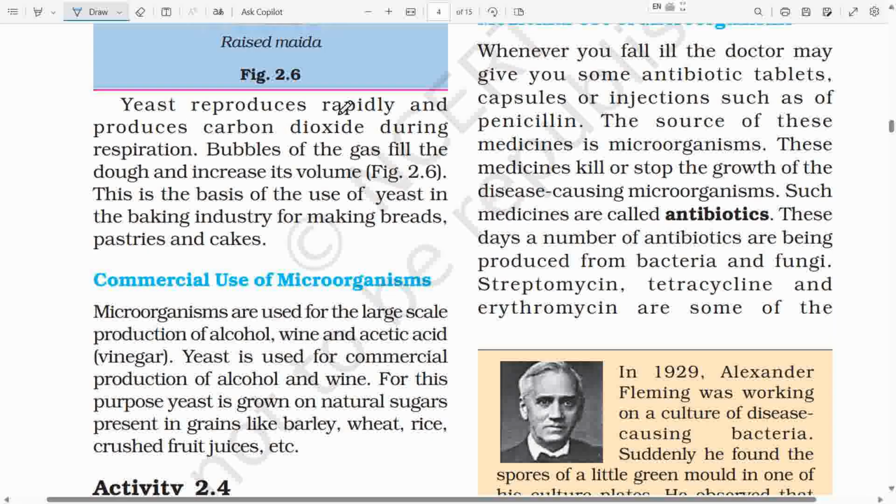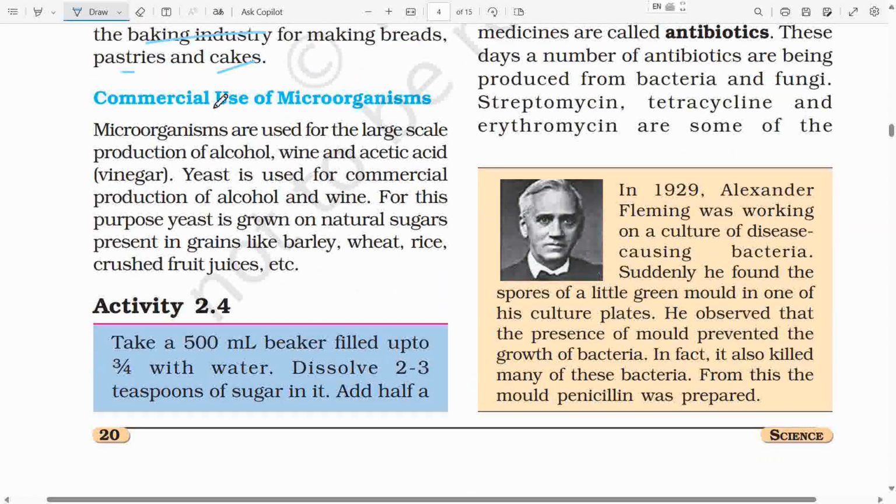Yeast reproduces rapidly and produces carbon dioxide during respiration. Bubbles of the gas fill the dough and increase its volume, as shown in figure 2.6. This is the basis of the use of yeast in the baking industry for making breads, pastries, and cakes. Commercial use of microorganisms.